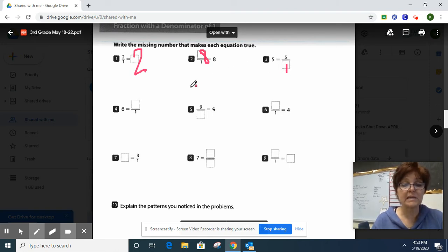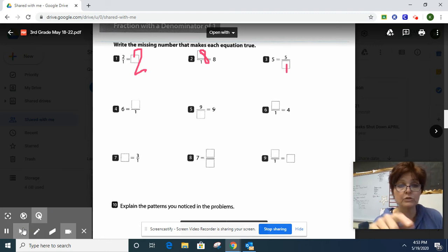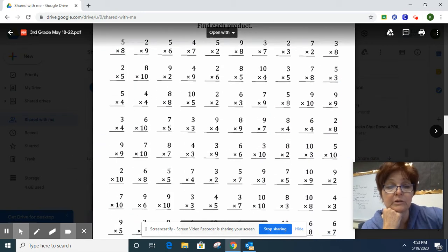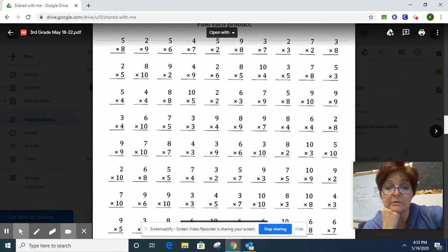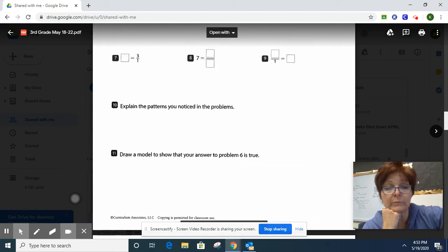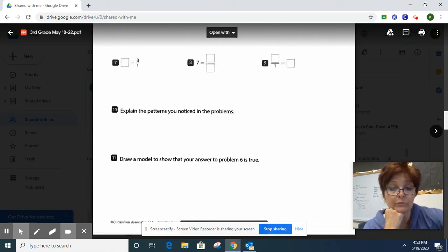Okay. Keep working. Do the best you can. If you have questions, message me. But use problems 1, 2, and 3 to guide you. Okay. And then here are multiplication facts. So hopefully you're going through those as quick as you can. Again, use iReady or use Fact Monster, go through those.